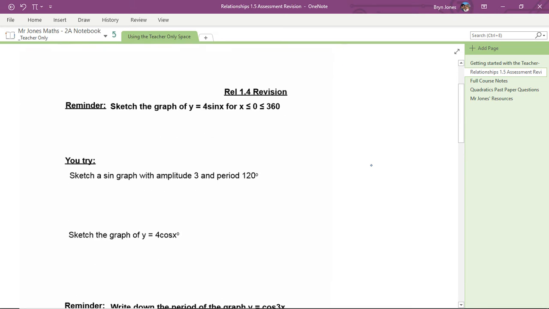So the first one is sketch the graph of y equals 4 sine x. So you might recall that the number in front of the sine x is the amplitude. And so the amplitude here is 4. So if we just do a quick sketch of a sine graph, it looks like this. So one period would be 360 degrees. So this would be 180 here where it crosses the x-axis. And because the amplitude's 4, instead of it starting at 0 and going up to 1, it's going to go up to 4 and down to -4.